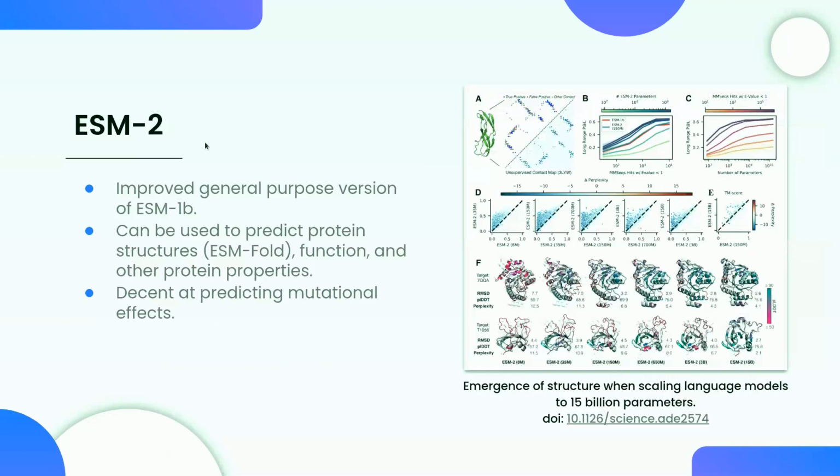And then finally, we have ESM2. So ESM2 is the language model that makes ESMFold. And it's basically just a newer version of ESM1B. It's another general purpose language model, and it's pretty good at all the other tasks. It's also pretty good at predicting mutational effects.